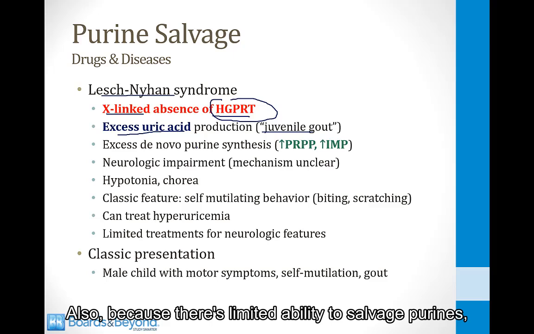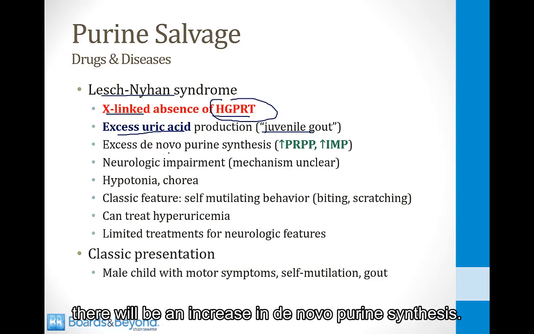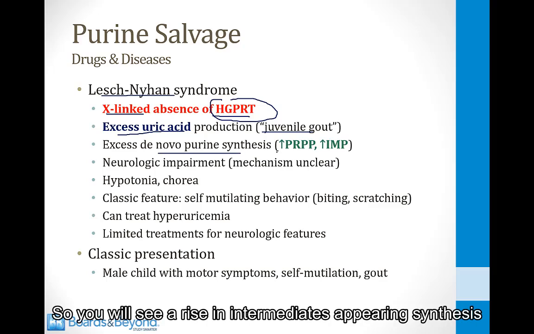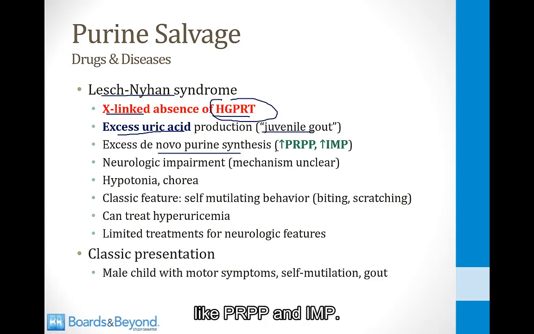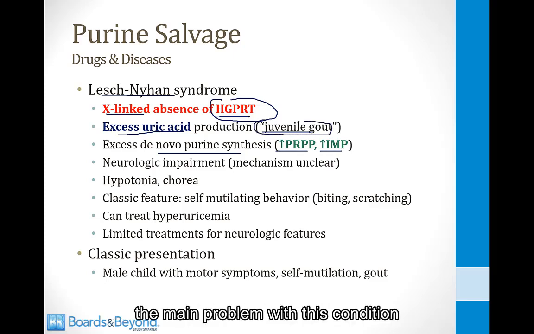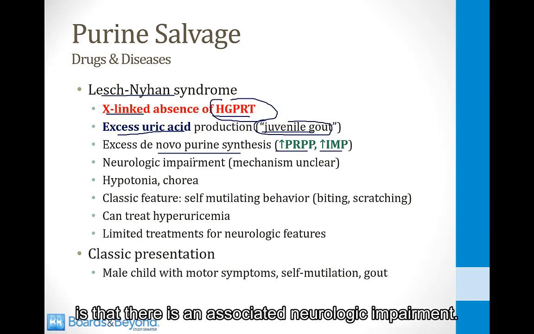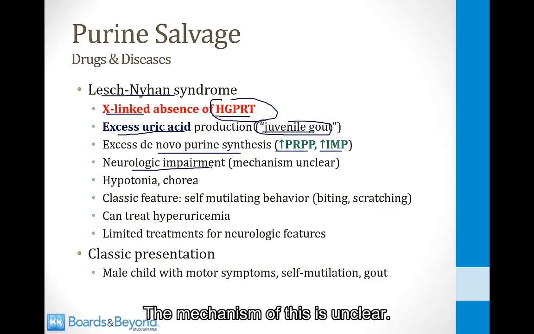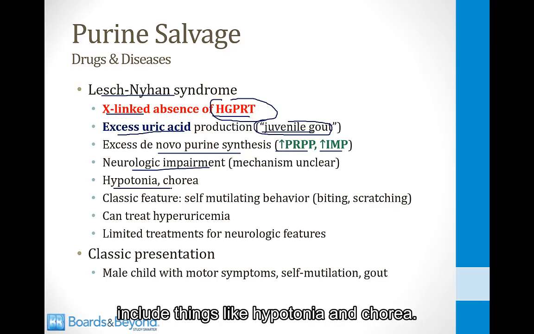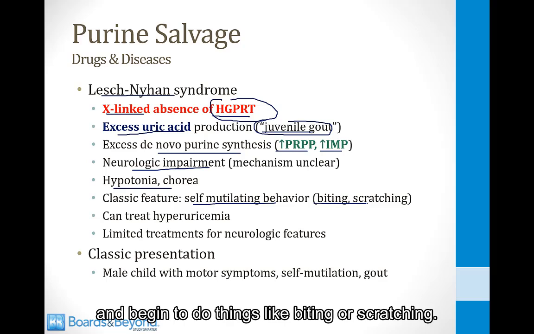Also, because there's limited ability to salvage purines, there will be an increase in de novo purine synthesis, so you will see a rise in intermediates of purine synthesis like PRPP and IMP. Besides the juvenile gout, the main problem with this condition is that there is an associated neurologic impairment. The mechanism of this is unclear. The features of the neurologic impairment include things like hypotonia and chorea. A classic feature is for a child to develop self-mutilating behavior and begin to do things like biting or scratching.